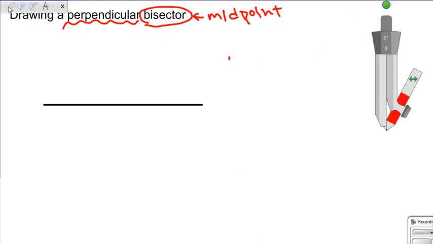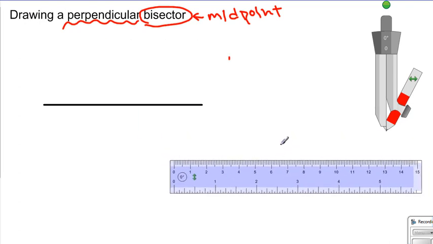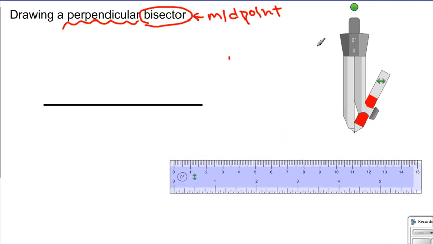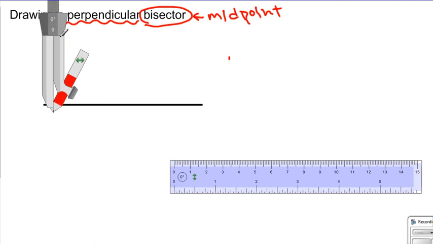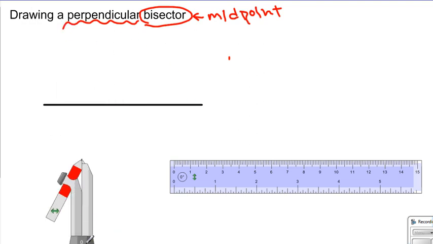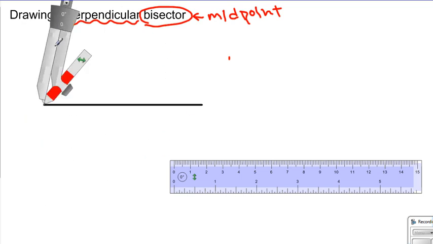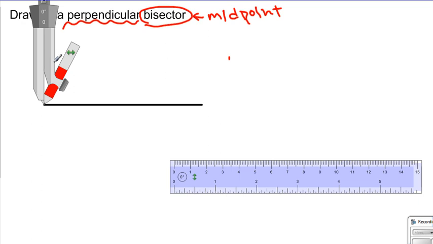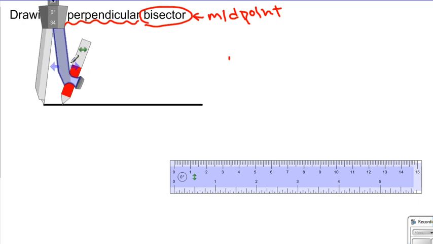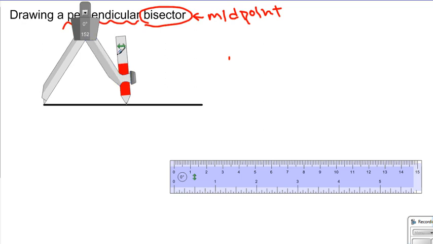Now, what we'd like to have is a compass and also a straight edge. First, get rid of this. Bring a compass. I'm just going to bring it this way. I guess it doesn't really matter whether I put it this way. Now, make sure you spread the compass more than halfway, because you know what?